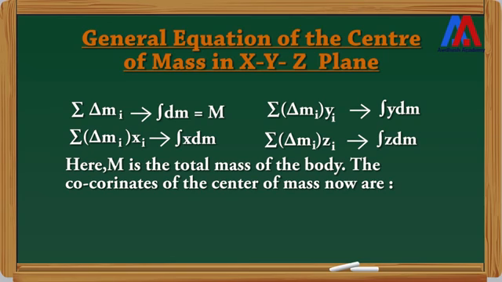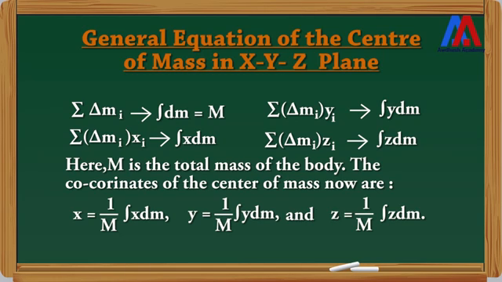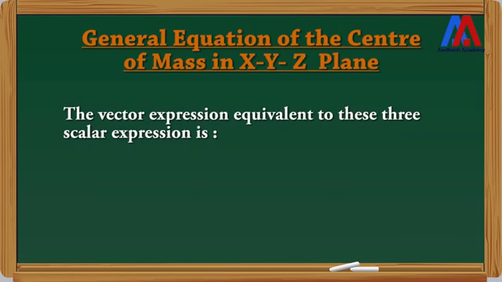Now, as we know that here m will become the total mass of the body, and in this case the coordinate of the center of mass will be x equal to 1 upon capital M integration of x dm, y will be equal to 1 upon capital M integration of y dm, and z will be equal to 1 upon capital M integration of z dm. And the vector expression equivalent to these three scalar expression can be written as vector r, that will be equal to 1 upon capital M integration of r dm.